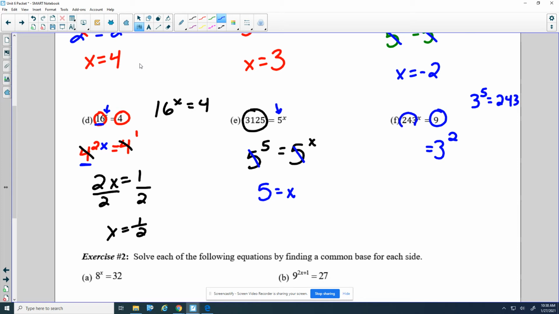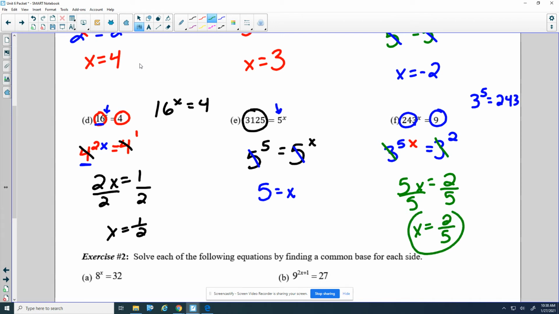So this 243, I can rewrite as 3 to the 5th. And I'm going to rewrite the x. So this is the first example where I had to change both of the numbers to a smaller number to create that common base. And that's pretty typical that you'll have to change both of them as you get into more difficult problems. So I'm going to cross these out. I get 5 to the x equals 2. So x equals 2/5 on this problem.